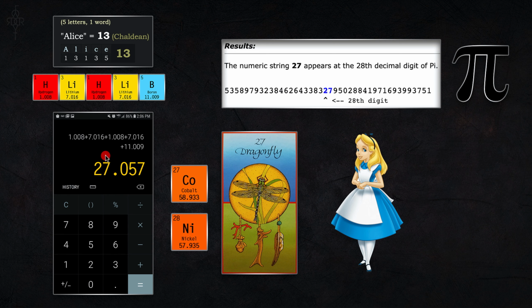Alice is at 27, 57, folks. Here is the 27 to 57. Nickel, devil's copper, has an atomic weight of 57, and cobalt has 27 protons. Both of these folks are tied to Lucifer, which is tied to Alice.